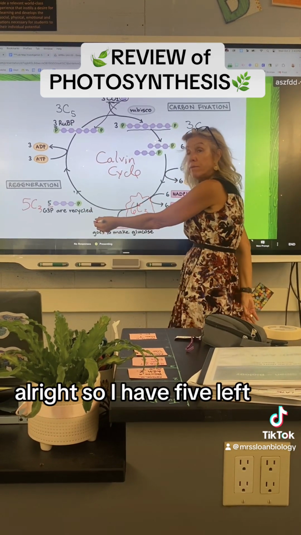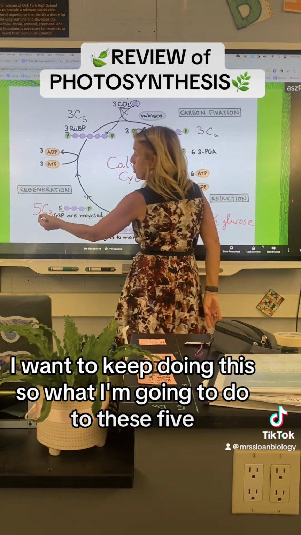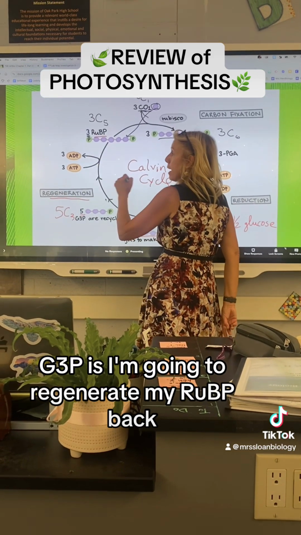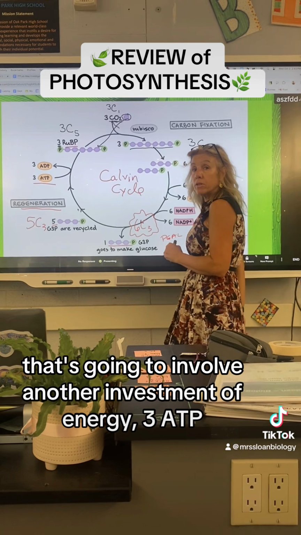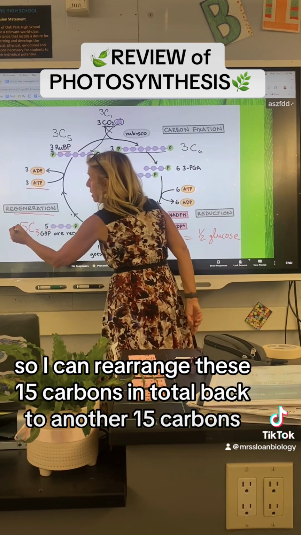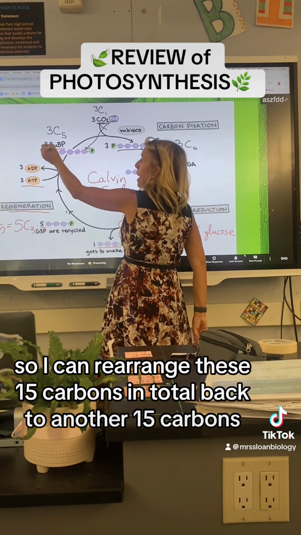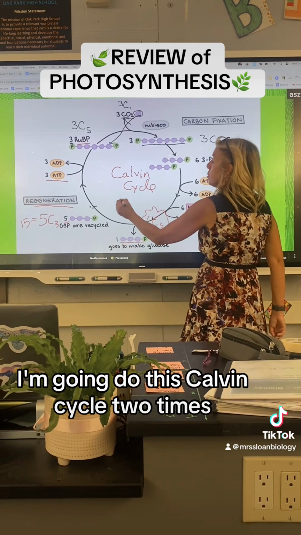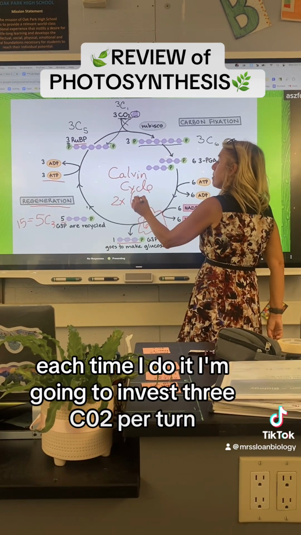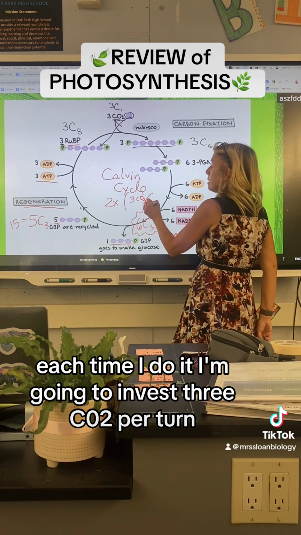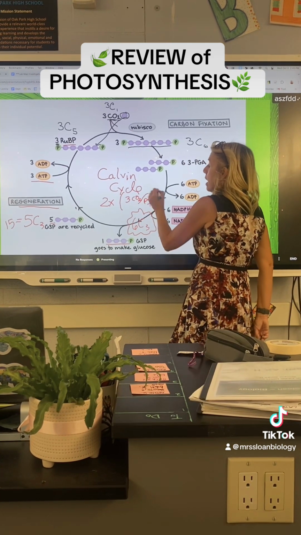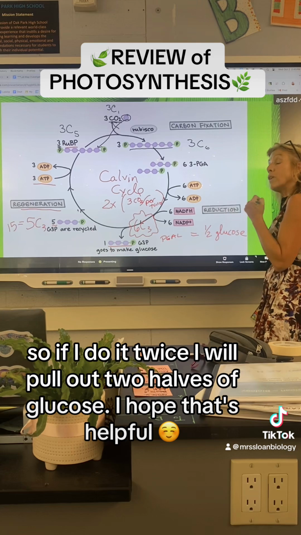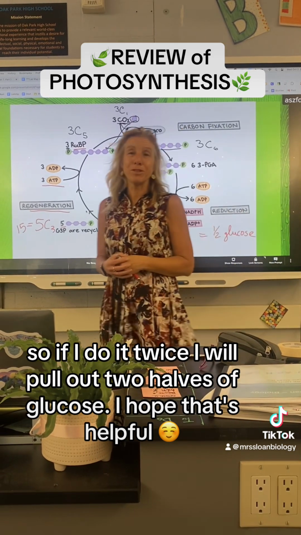All right, so I have 5 left. I wanna keep doing this. So what I'm gonna do to these 5 G3Ps is regenerate my RuBP back. That's gonna involve another investment of energy, ATP, so I can rearrange these 15 carbons in total back to another 15 carbons, right back to RuBP. I can then do this whole thing again. I'm gonna do this Calvin cycle 2 times. Each time I do it, I'm gonna invest 3 CO2s per turn. And each time I do the turn, I will pull out 1 G3P, which is 1/2 of a glucose. So if I do it twice, I will pull out 2 halves of glucose. Hope that's helpful.